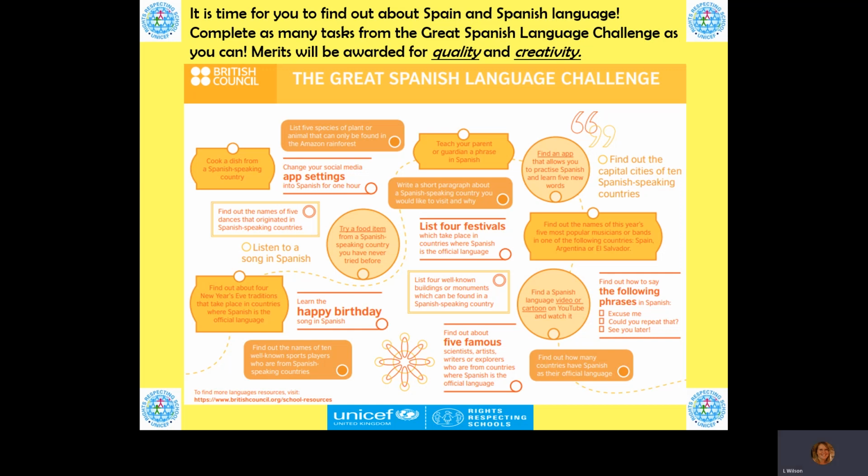And finally, this is the Great Spanish Language Challenge. I want you to have a look at these different activities on the board and see if you can do one of those or more than one of those in the next couple of weeks, because when we do finally see each other and have our lessons, I want to hear about these challenges that you have undertaken and how you've got on with them. So spend a minute or so having a look at those challenges and see which ones might be applicable to you.